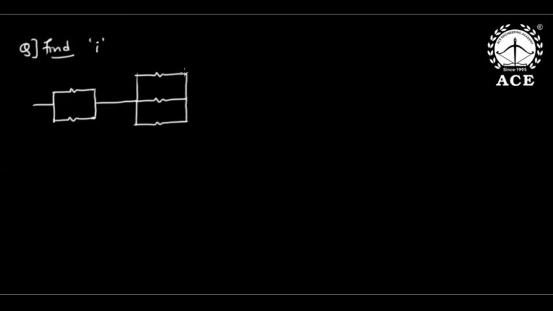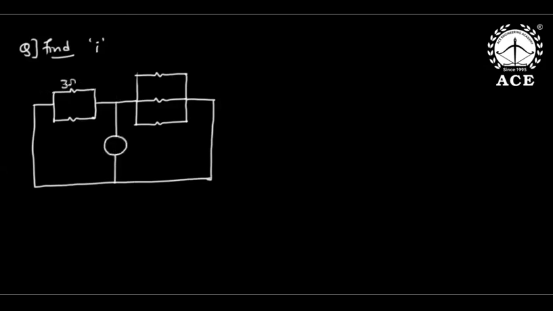So here the question is, find current I. The resistors are 3 ohm, 6 ohms, 1 ohm, 2 ohm, 3 ohm, and there is a source of 56 amperes. I want the current in the 3 ohm branch.